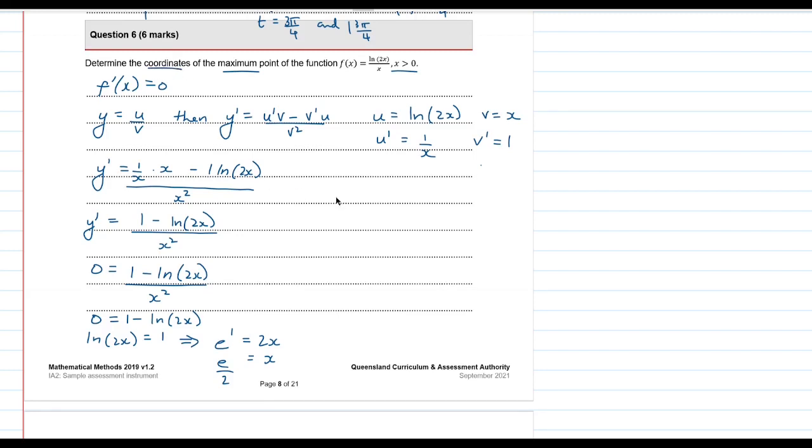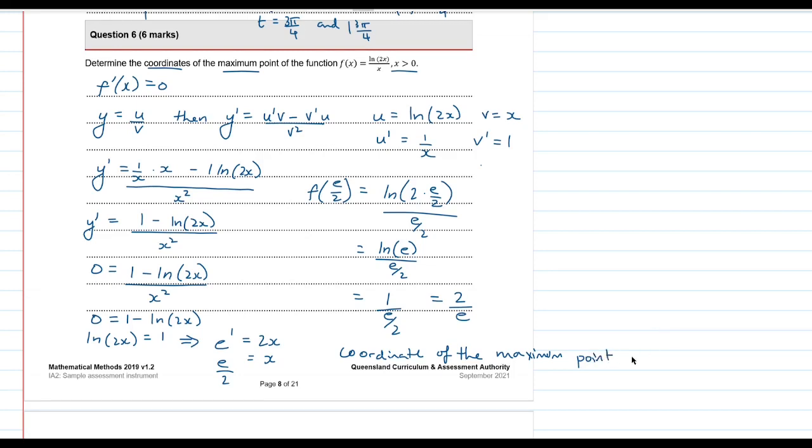Now we want to find the coordinate. To get the y value, we can sub e over 2 into our original equation. That's going to be ln of 2 times e over 2, all over e over 2. That's the same as ln e over e over 2. ln of e is just 1, divided by e over 2, which is the same as 2 over e. The coordinate of the maximum point is e over 2 and 2 over e.